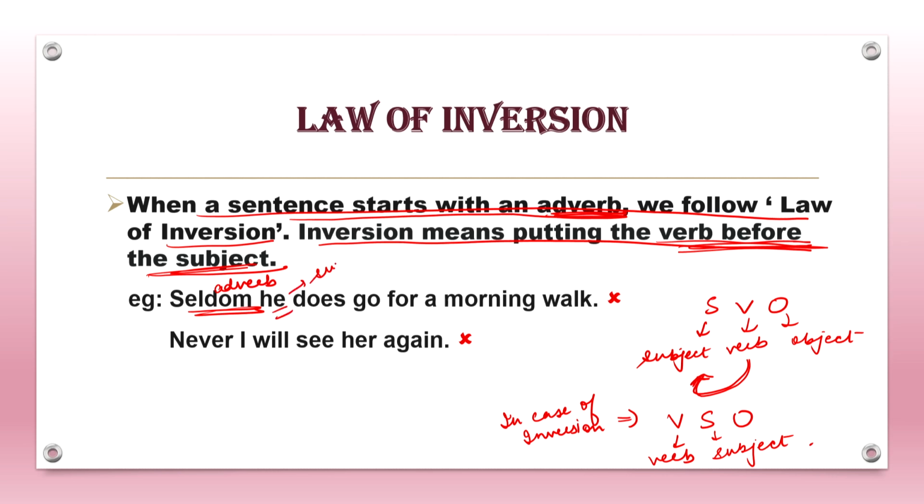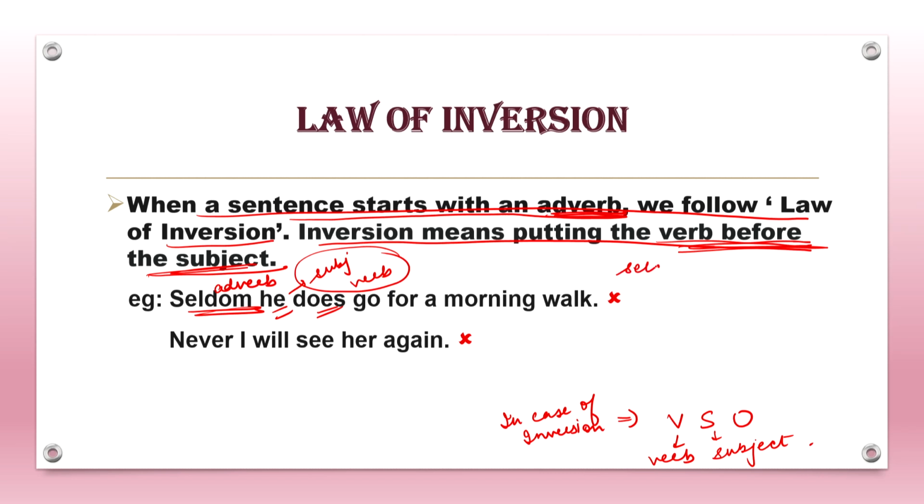He is your subject and does is your verb. We just studied that in case of inversion, the verb comes before the subject. So, here, is the verb coming before the subject? No. So, hence the correct sentence would be: seldom does he go for a morning walk. So, this will be the correct sentence.